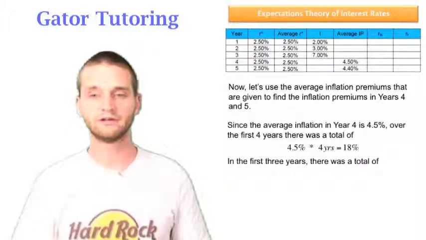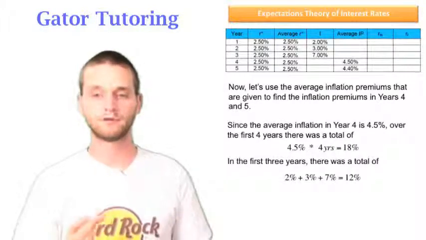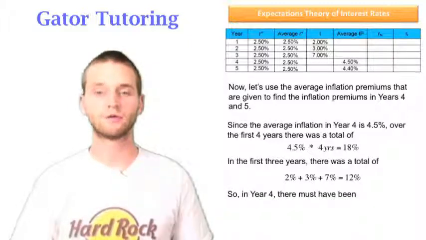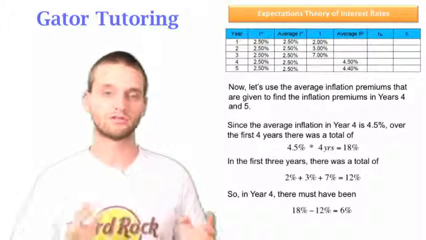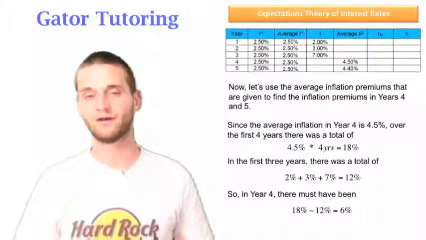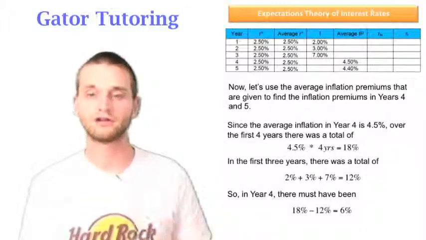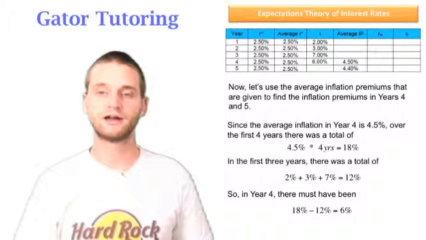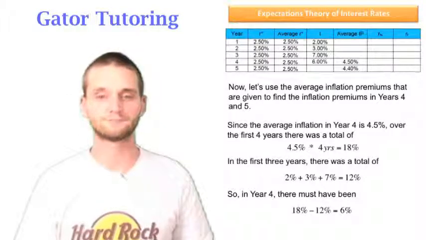Well, in the first 3 years, there was a total of 2% plus 3% plus 7%, or 12% of inflation, which means in year 4 there must have been the 18% total that occurred over all 4 years minus the 12% that occurred in the first 3 years, or 6%. So we know that the inflation rate in year 4 must have been 6%.